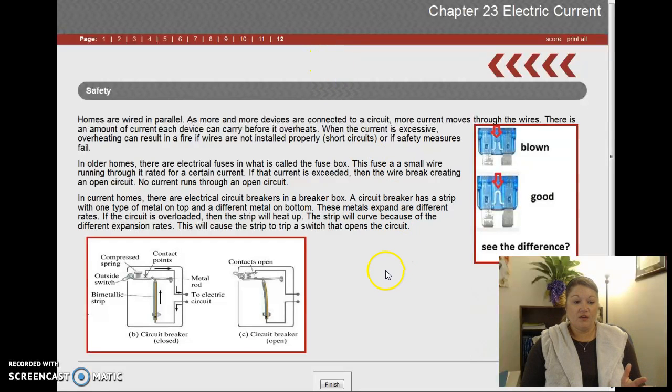All right, safety first, right? We know all about safety. So here's how all the safety works in your home. Circuit breakers, fuse boxes. All right, you can read up about that, learn how circuit breakers work. Very interesting stuff, keeps us safe.